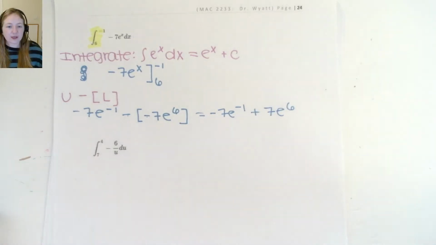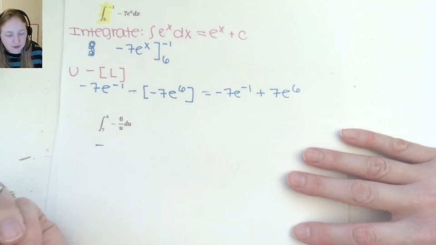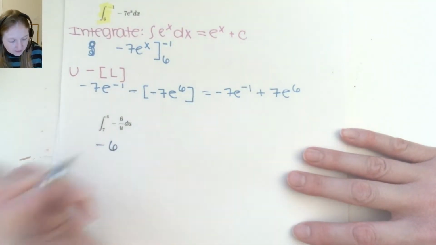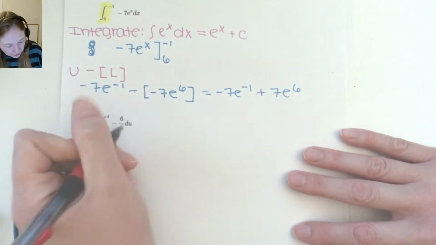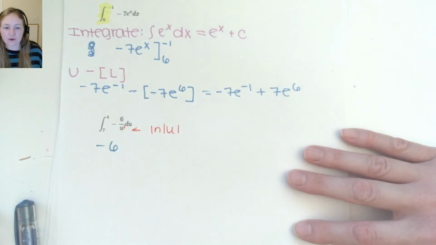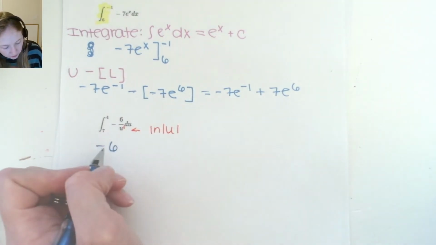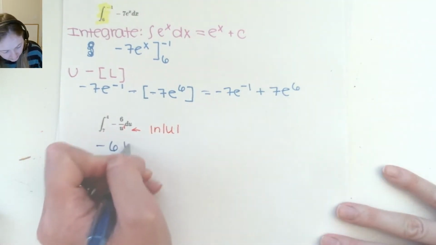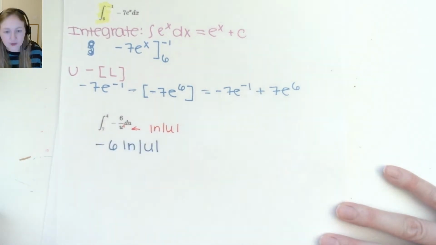Right, so first step is integral rules. The negative is going to come straight down. The 6 is going to take along. The u to the first, we're going to say that that is natural log absolute value of u. So using our integral rules, we'll have -6 natural log absolute value of u.